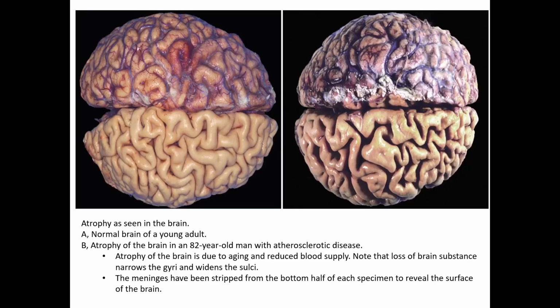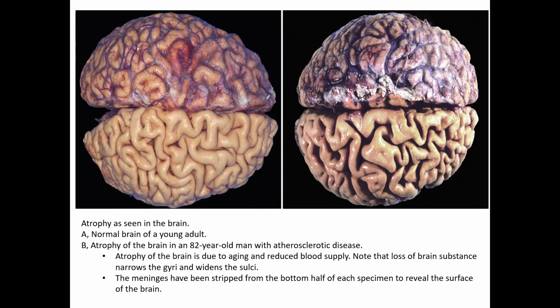This is a gross appearance of atrophy seen in the brain. In the brain we have sulci and gyri, the gyri being the folds of the brain material and the sulci the grooves in between the gyri. You notice here the normal brain on the left side, while the atrophied brain is on the right side. It is the brain of an 82-year-old man with atherosclerotic disease. Atrophy of the brain is due to aging and reduced blood supply.